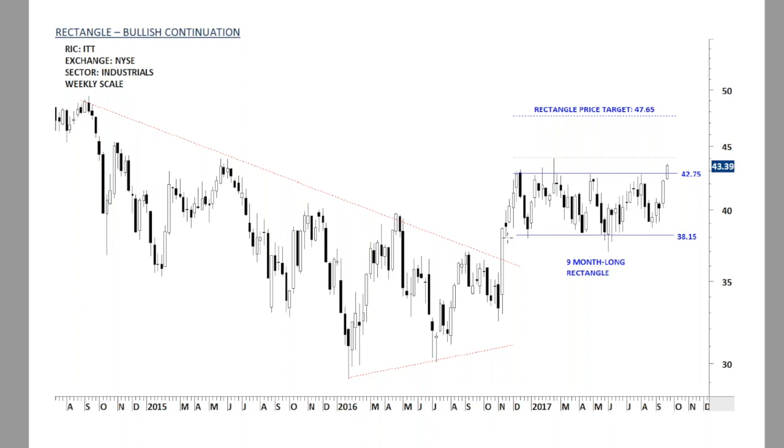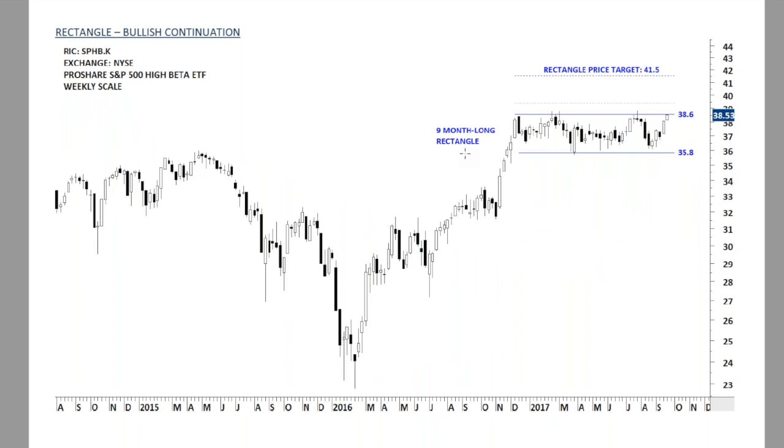So if you look at the continuation chart patterns, we would like to understand it in the bigger picture. What is the stock doing? So first the breakout comes, and then the consolidation, and now we're seeing another upward thrust possibly in the next couple of weeks. So here is an interesting one that I would be featuring this week in this week's report. It's a 9-month-long rectangle.